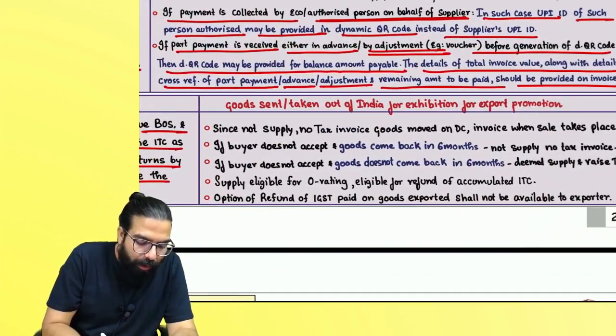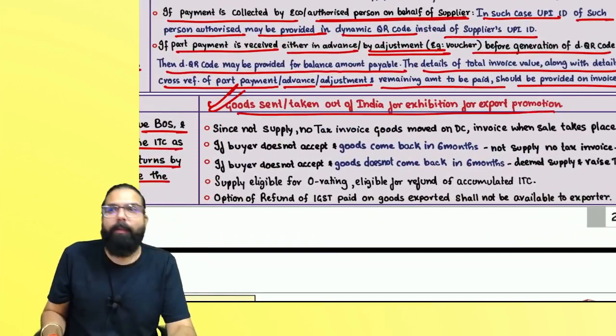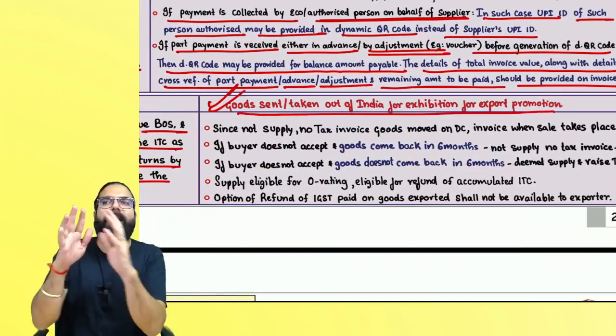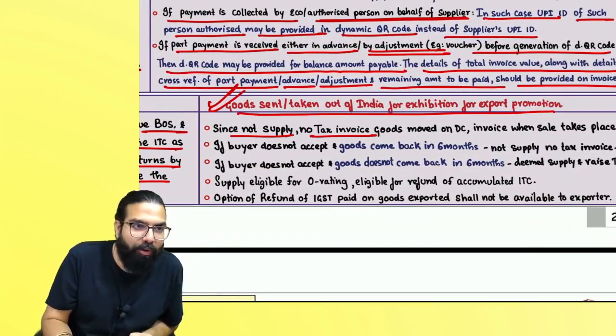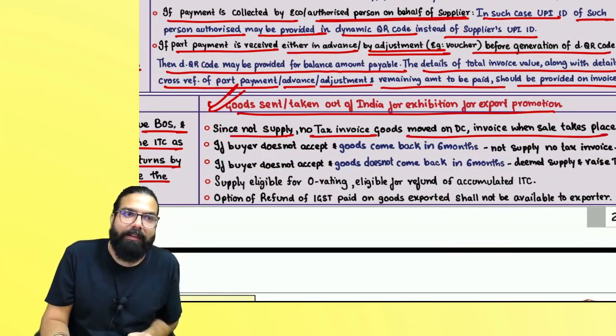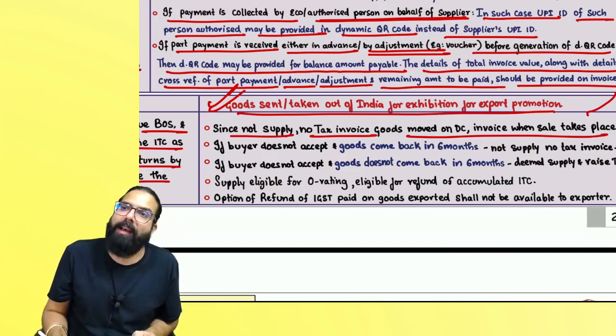Everyone, over here, goods taken out of India for exhibition. Baba, when you are taking goods out of India for an exhibition, remember one thing: it is not a supply. You will not issue a tax invoice. Goods will move on a delivery challan. An invoice will be given only when the sale takes place.